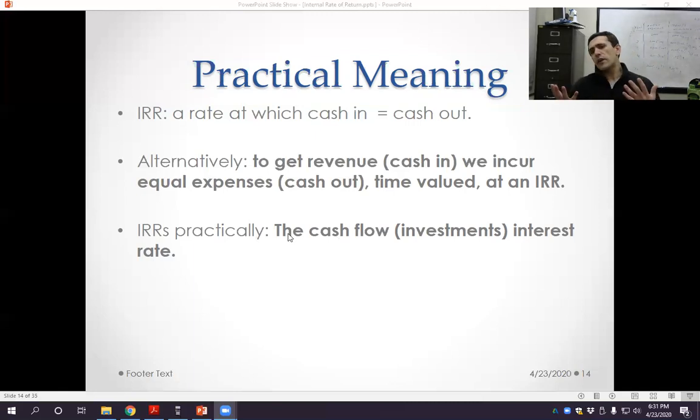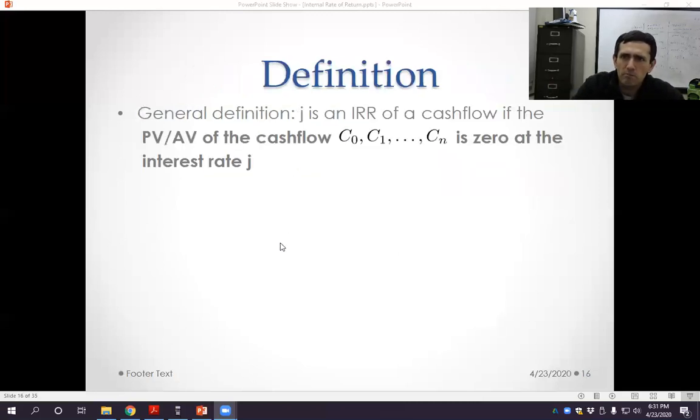But one way of thinking of it, just very practically, is that it's an interest rate for your investment. It's your investment interest rate. And that's a very practical way to think about internal rate of return. By definition, it's an interest rate J where the present value or the accumulated value of a cash flow is 0. Right? If the present value is 0, then so is the accumulated value.